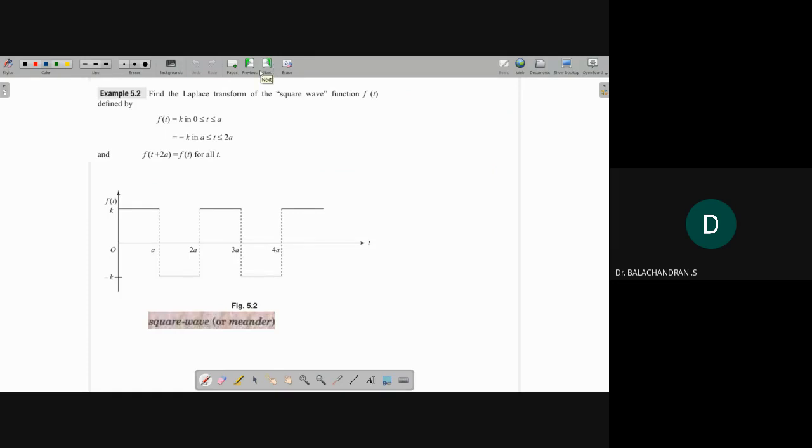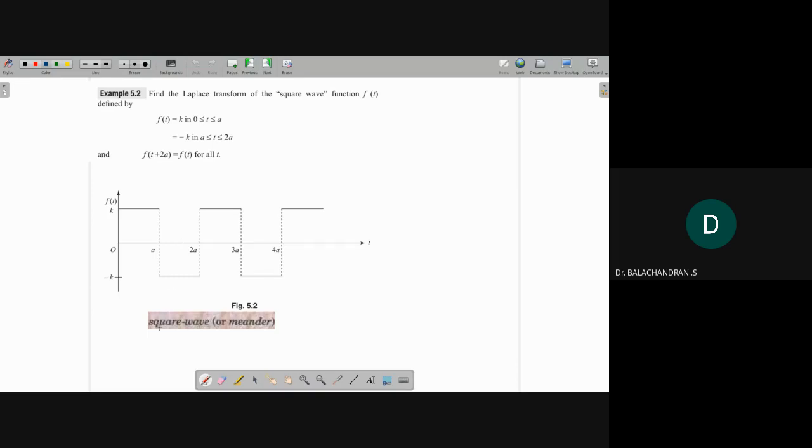So this is the first problem. Sometimes in the examination, they will give the function. Find the Laplace transform of the square wave function f of t defined by f of t equal to k in the interval 0 less than t less than a, equal to minus k in the interval t between a and 2a, and f of t plus 2a equal to f of t. Sometimes they don't give this function. They give the diagram of the square wave function, and from the diagram you need to write what is f of t.